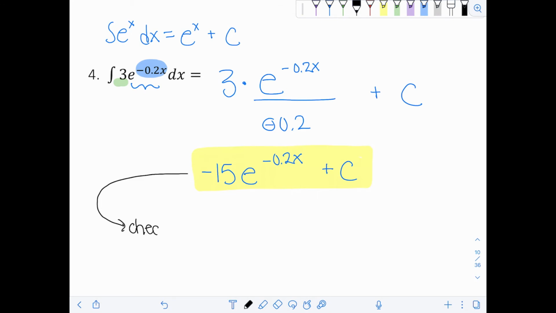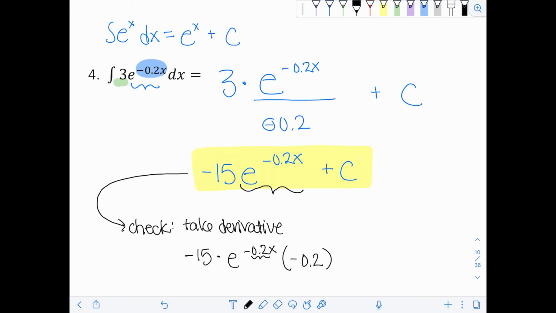For this one, let's go ahead and try and check our work also. So check our work by taking the derivative. So to take the derivative here, I would leave the negative 15 in the front, times, and the derivative rule here is that we will have e to the negative 0.2x. But then we also have to multiply by the derivative of that exponent. So the derivative of negative 0.2x is negative 0.2.